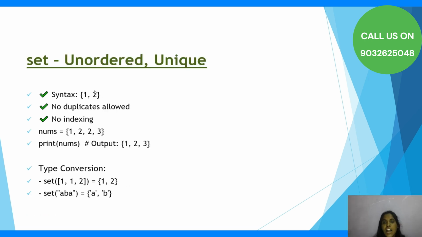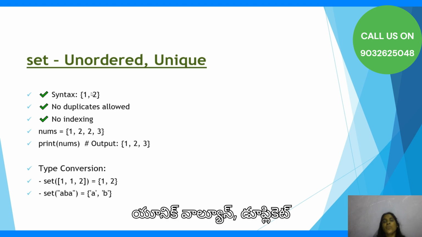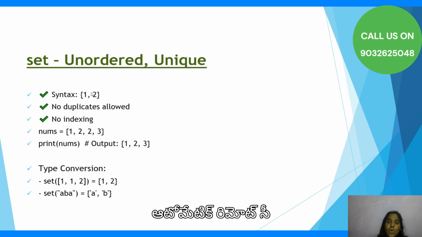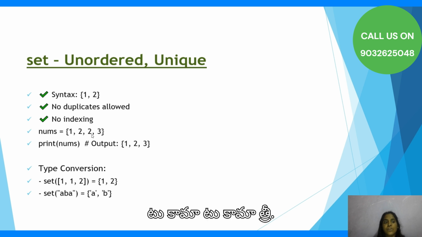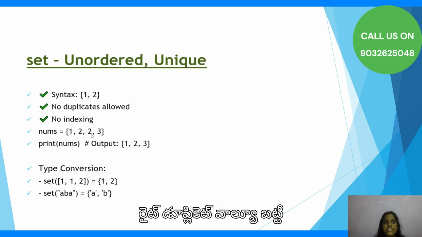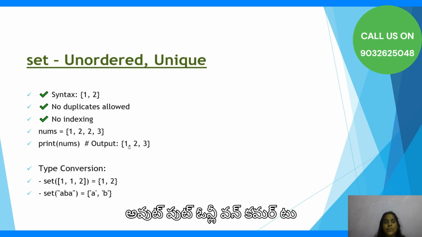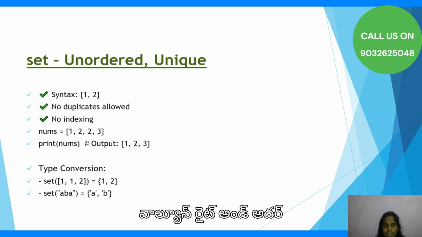Set, unordered and unique. A set is an unordered collection that stores only unique values. Duplicates are automatically removed. For example, nums equal to 1 comma 2 comma 2 comma 3. Here we wrote 2 two times, a duplicate value, but the output is only 1 comma 2 because it automatically eliminates duplicate values.